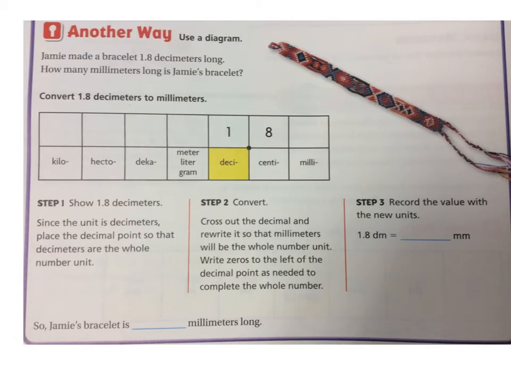It says Jamie made a bracelet that's 1.8 decimeters long. Looking at our chart right away, we can see that a decimeter is smaller than a meter. Since it's only one spot away, we know that it's 10 times smaller, smaller by 1 power of 10. The question is asking, how many millimeters long is Jamie's bracelet?